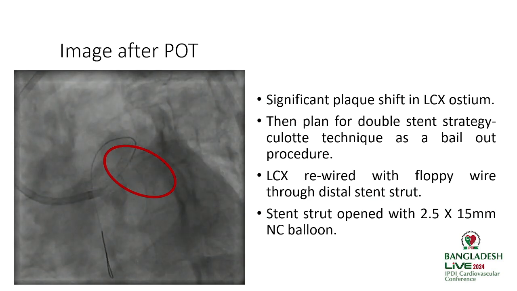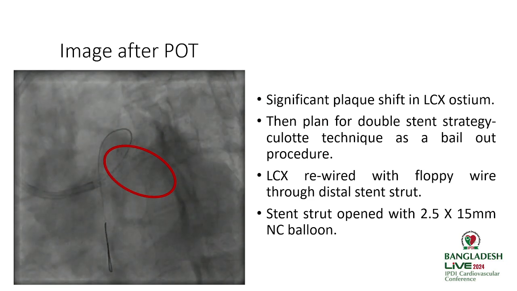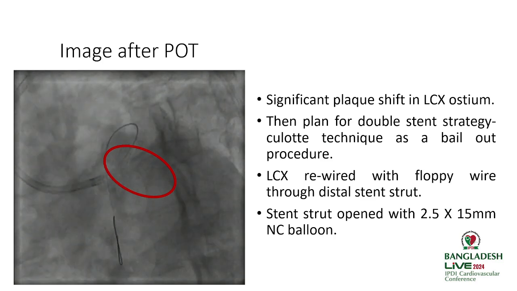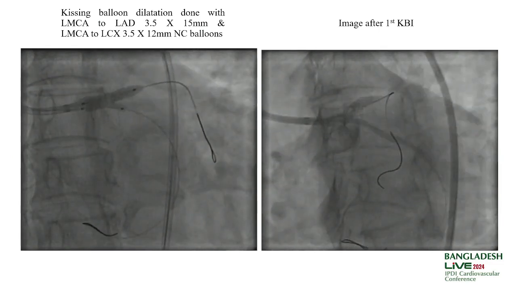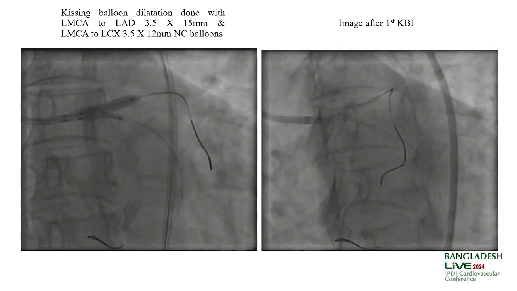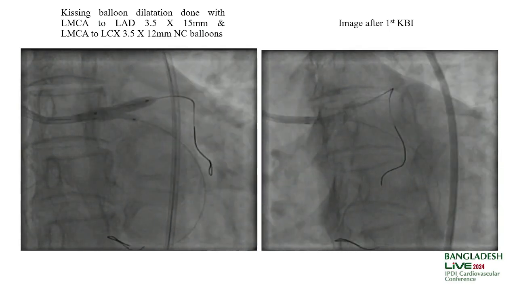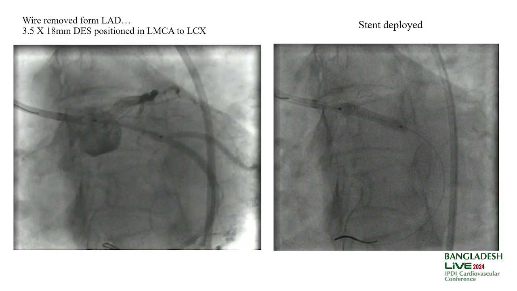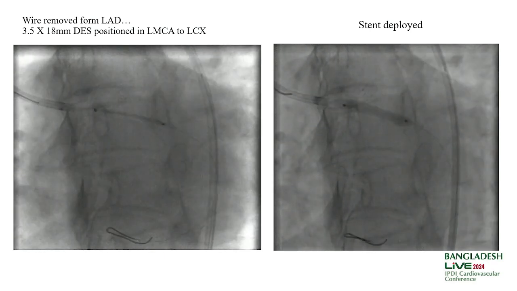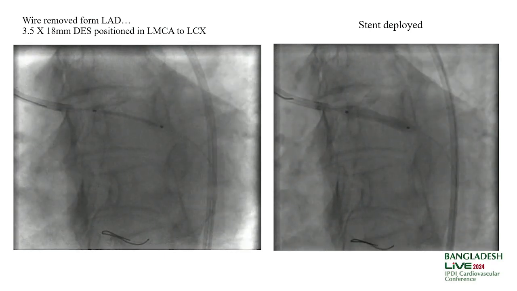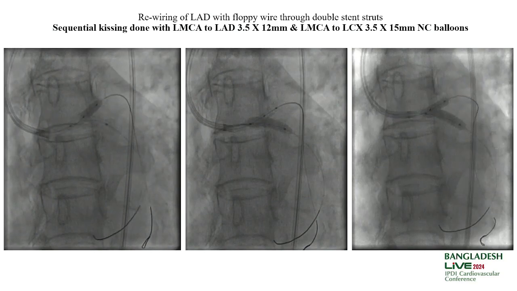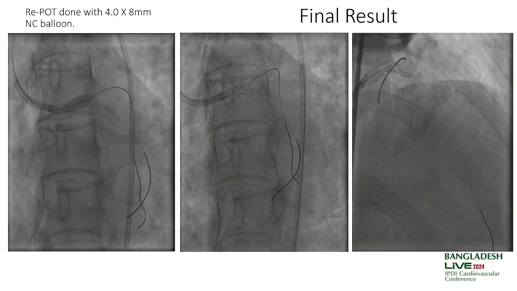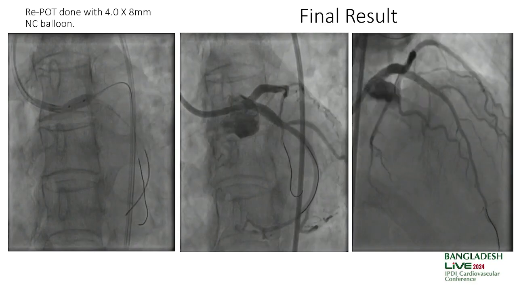Then I planned for a bailout stent with a Culotte technique. The LCX was rewired through the stent strut, and a 2 into 5 millimeter NC balloon dilated, and I did a fast kissing with a 3.5 into 15 and 3 into 12 millimeter NC balloon. After fast kissing, this is the image. The wire was removed from the LAD, and a 3.5 millimeter 18 left main to LCX stent was deployed, and sequential kissing done with balloon, and finally POT done in the left main. This is the final result.